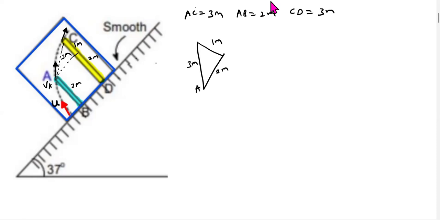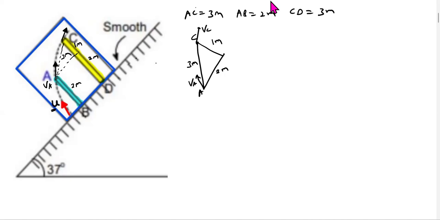This is the point A, and this is the point C. Here it will have some velocity. At B, it will have some velocity. Now we have to get the value of U.